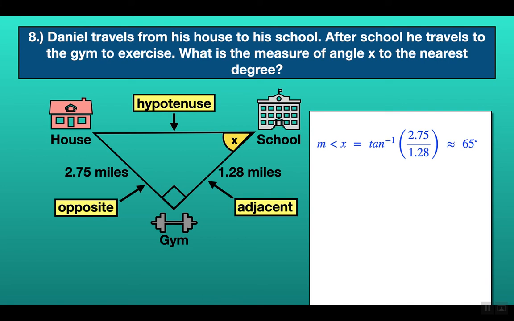The answer you should have gotten when you rounded to the nearest degree is approximately 65 degrees. And that's our answer. Our answer is that X is approximately 65 degrees.